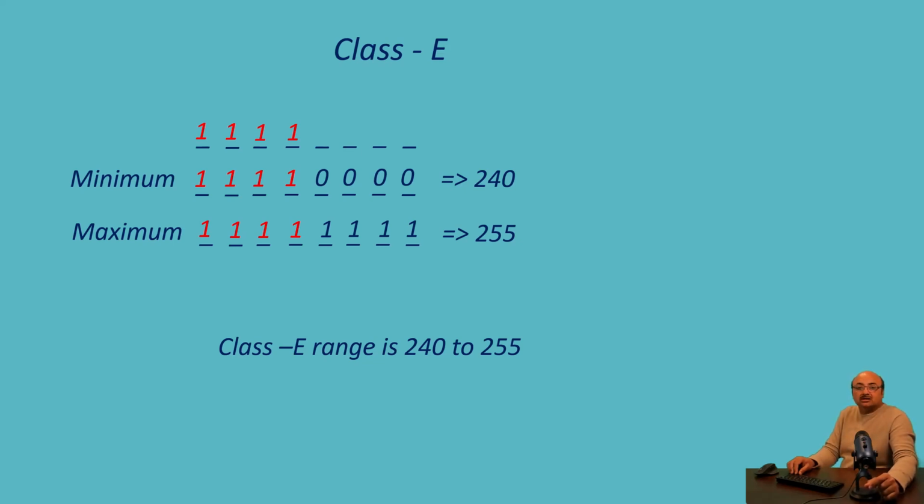So keep this in mind. The rule of thumb, if you are forgetting what the range is, for class A, set the first bit to 0. For class B, set the first 2 bits to 10. For class C, set the first 3 bits to 110. For class D, set the first 4 bits to 1110. And for class E, set the first 4 bits to 1111. And then you vary the values for the remaining bits, and that's how you can derive the minimum and the maximum values.